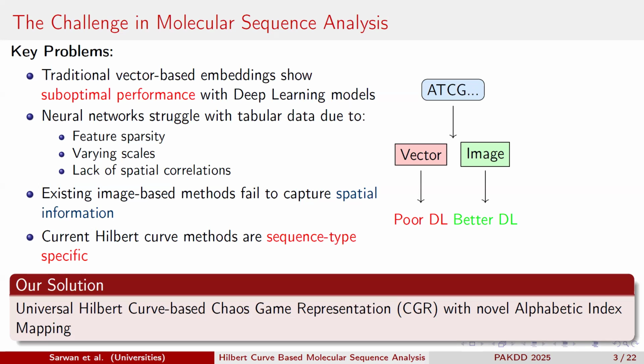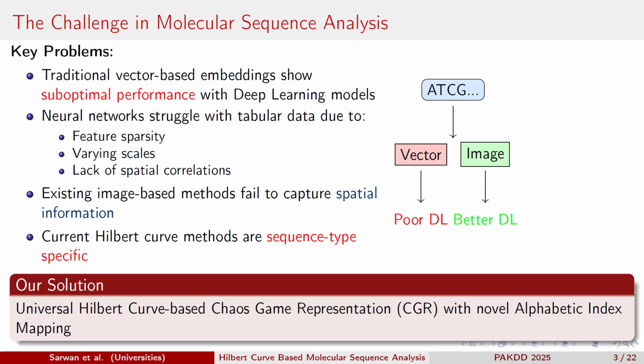If we talk about the challenges, so what are the problems that we are trying to solve here? In molecular sequence analysis, we face several critical challenges. Traditional vector-based embeddings, the standard approach like one-hot encoding or k-mer-based representation, show suboptimal performance when used within deep learning models.